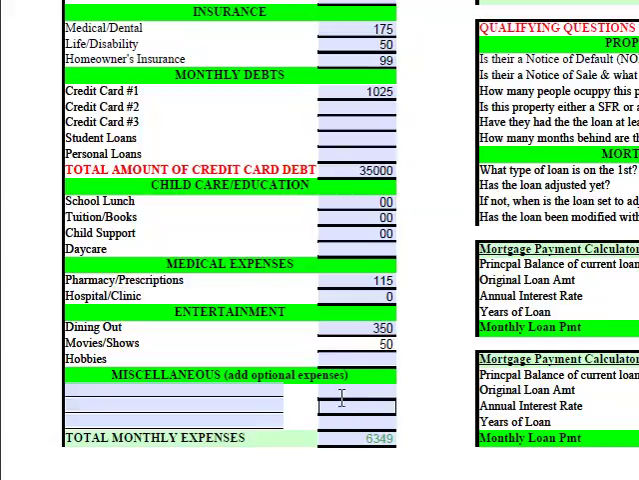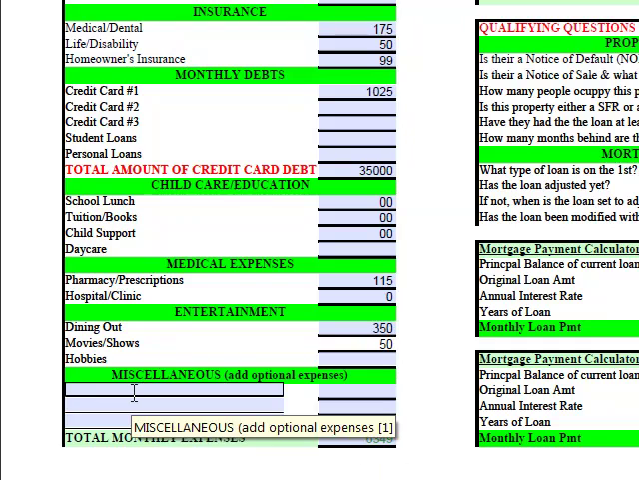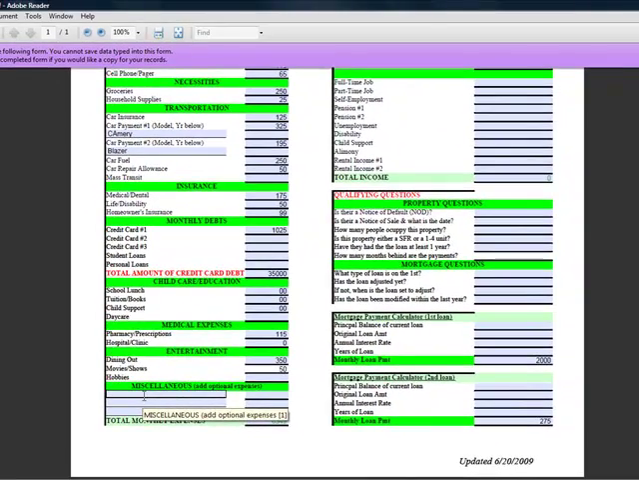Now, as you can see underneath here, where it says total monthly expenses, it's already automatically populating it for you. You do not have to add it up. We do that for you. Now, you're going to get this question asked a lot, there's going to be other expenses that are not on there. You can put anything you'd like.